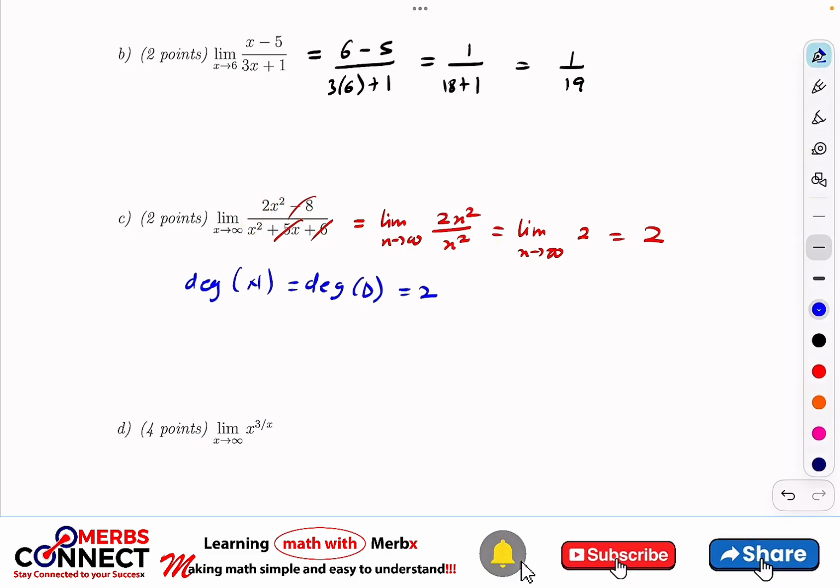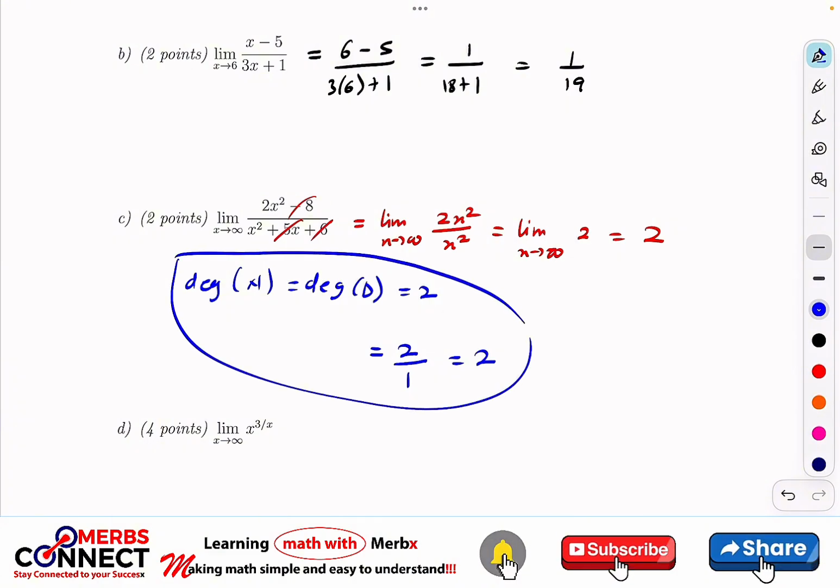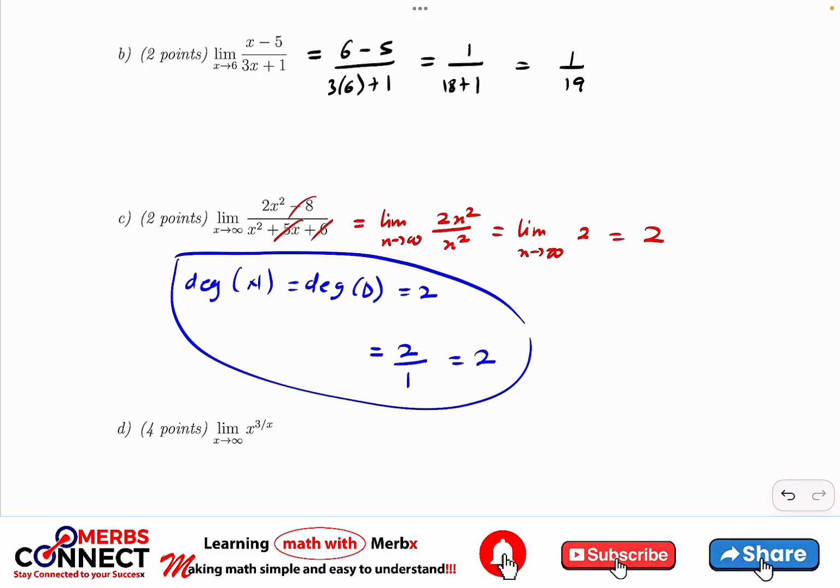So here it means that the limit is also the same as the coefficient of the top, which is 2, over the coefficient of the bottom, which is 1, and this is also 2. So any of them works. You can use either this or this, and you are right.